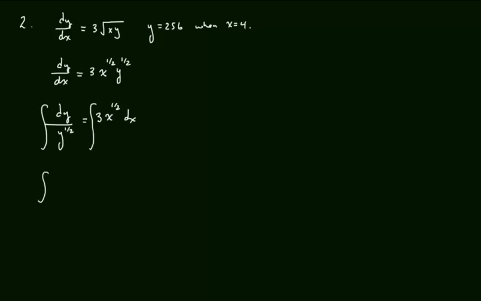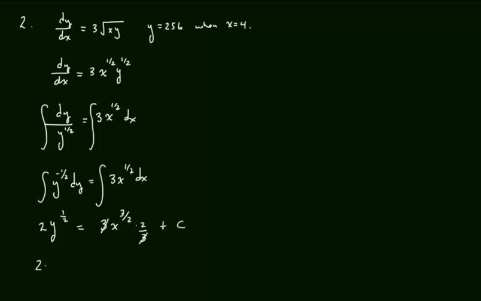And this one, we've got to be careful, it's not natural log, it's y to the negative 1/2 power dy equals 3x to the 1/2 dx, the integral of that. So my integration now is going to be y to the power of 1/2 times 2 equals 3x to the 3/2 times 2/3, so these will cancel out, plus c. Let me just rewrite that. 2y to the 1/2 equals 2x to the 3/2 plus c.